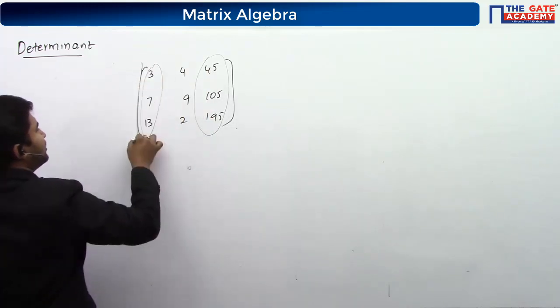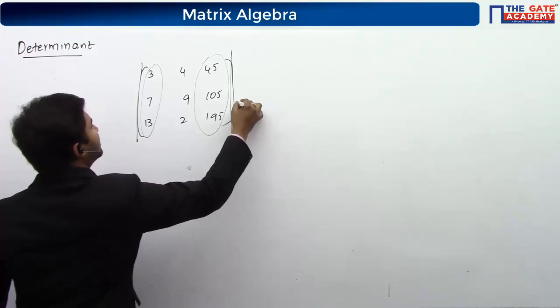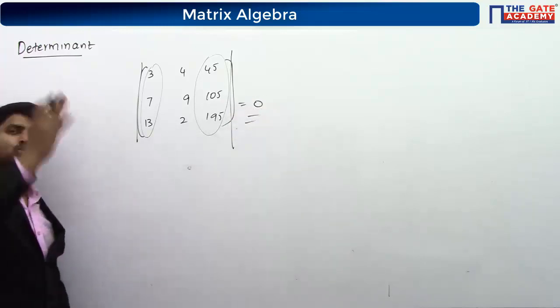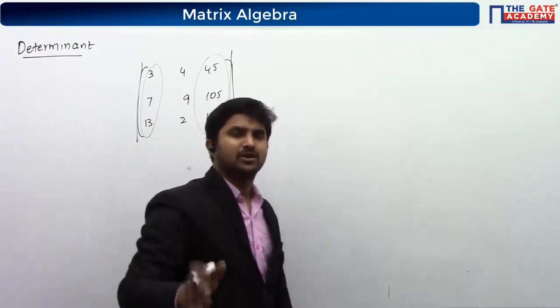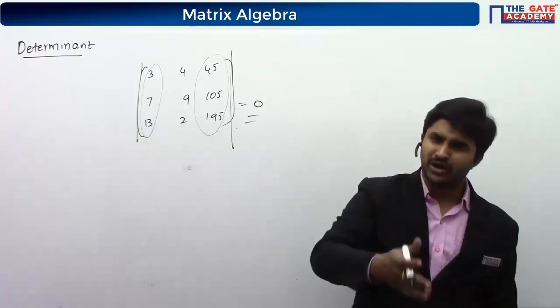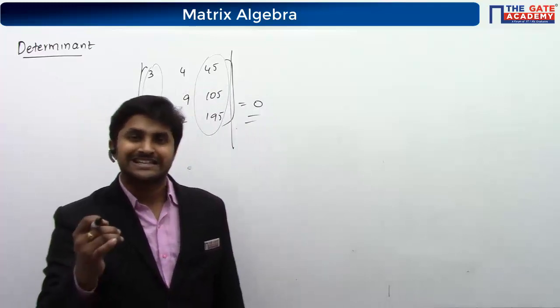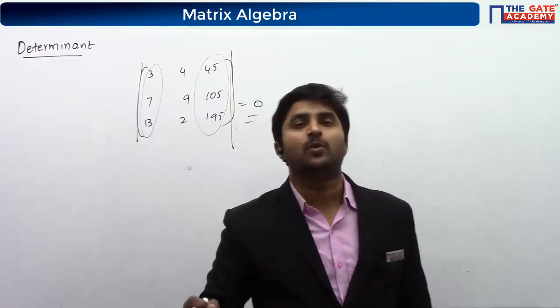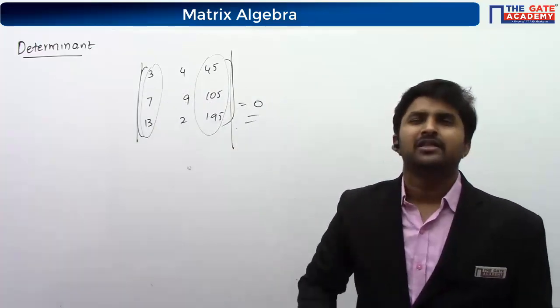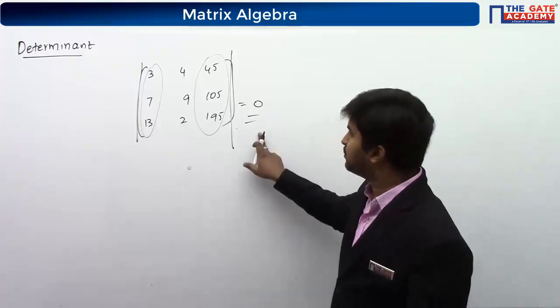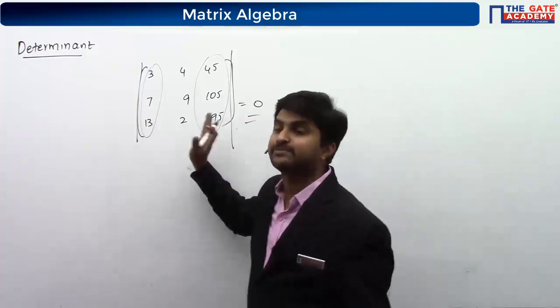So the determinant of this matrix is going to be 0. Whenever we have two identical rows, or two identical columns, or proportional columns or proportional rows, the determinant is always going to be equal to 0. So the answer is 0 for this matrix.